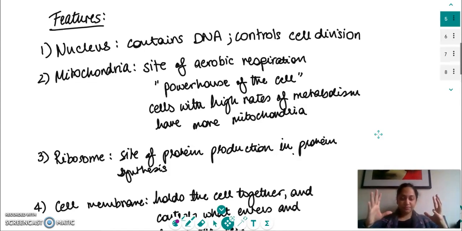That is cell division. Next, and one of the most important features of a cell, is the mitochondria. The mitochondria is the site for aerobic respiration. You'll frequently see the mitochondria being referred to as the powerhouse of the cell. It is the organelle that is responsible for giving it a lot of energy. So if you think about it, cells that have high rates of metabolism, that need a lot of energy, have more mitochondria. Can you think what kind of cells in what organ will require a lot of mitochondria? Have a think.